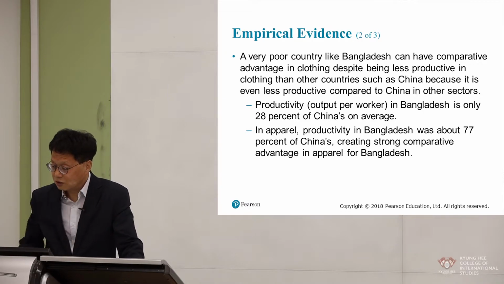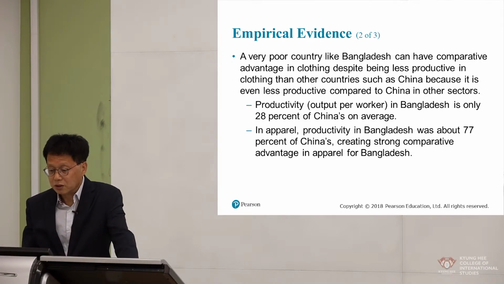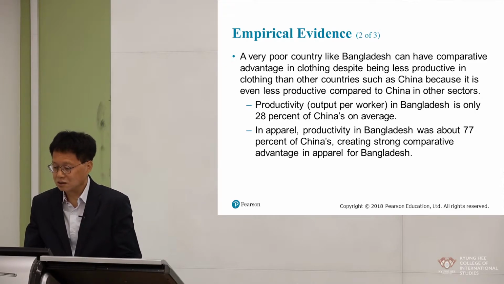A very poor country like Bangladesh can have comparative advantage in clothing, despite being less productive in clothing than other countries, such as China, because it is even less productive compared to China in other sectors, right? So Bangladesh has an absolute disadvantage in all the sectors compared to China. But Bangladesh has a comparative advantage in some relatively more productive sector.